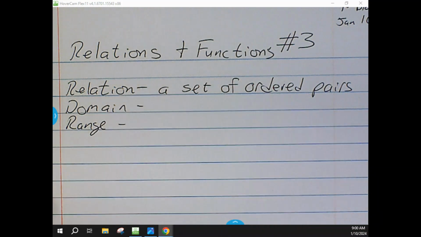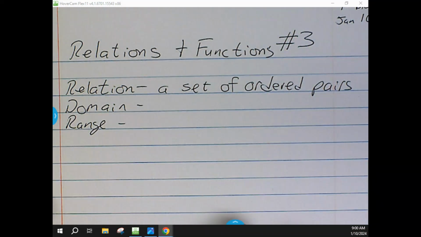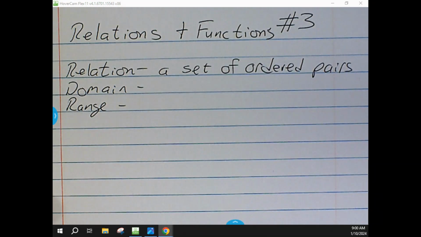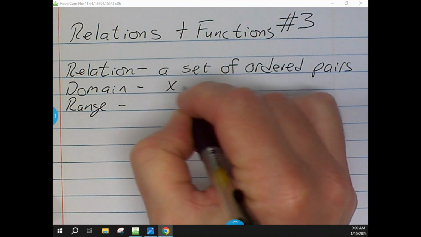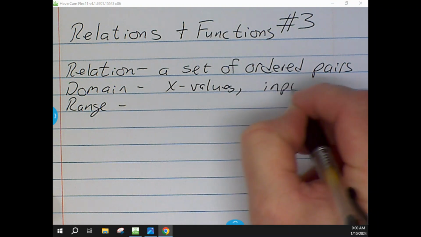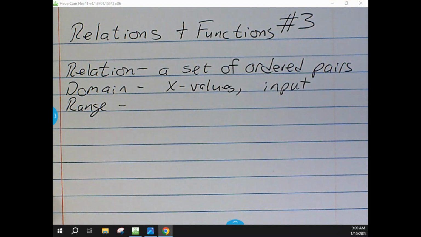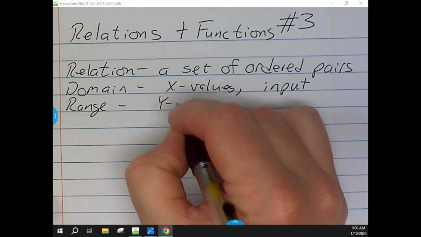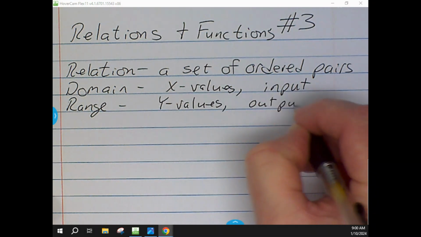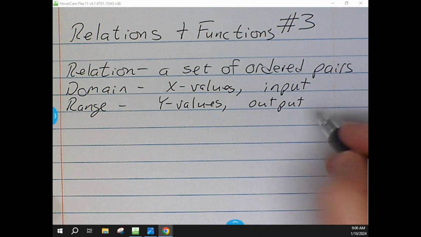Here's something that's kind of new. This part we'll talk about all year long. We'll talk about it today, but basically nonstop all throughout the year. Domain is your x values, or if we're talking about different equations, that's the input. That's what you're going to plug into an equation or a function. The range is your y values, which is your output. We normally think about that as being the answers.